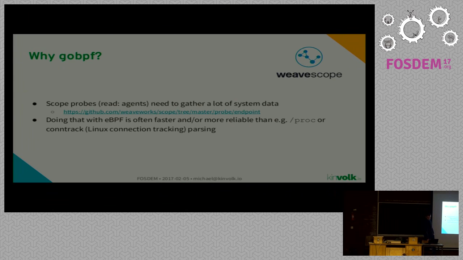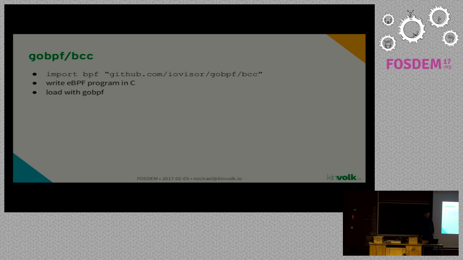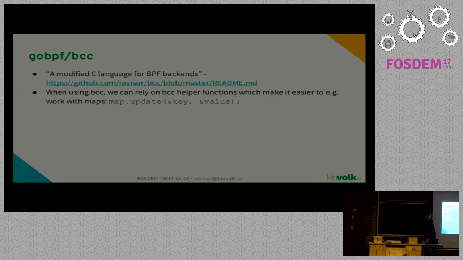So when you use the BCC package from Go.bpf, you can write your program in C. It's a modified C language for BPF backends, so it feels like C. You have to be careful about a couple of constraints, because in the end, BCC will build an eBPF tool out of it, and it has to pass the kernel verifier. But it makes things a lot easier. You have a lot of helper functions. Interacting with a map is much more comfortable than the assembly code we saw before, and so on.